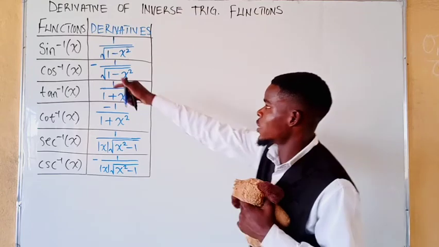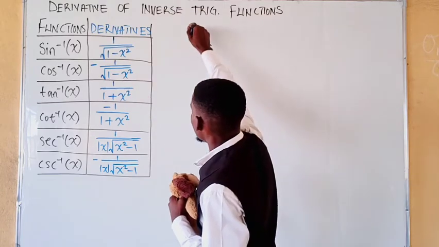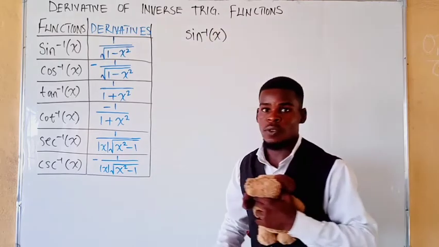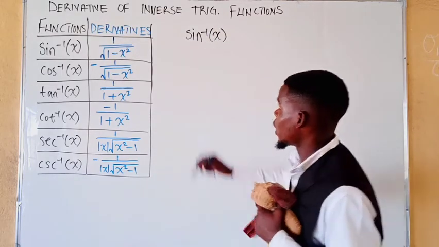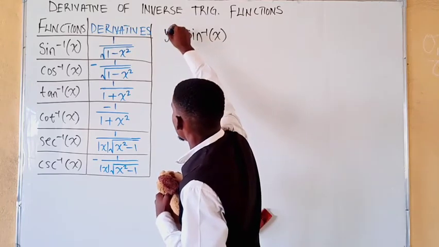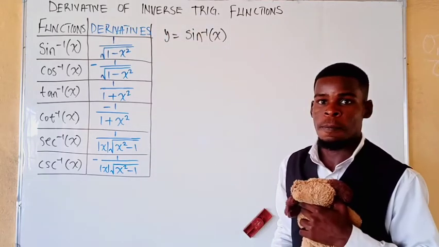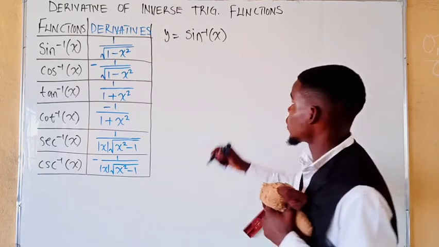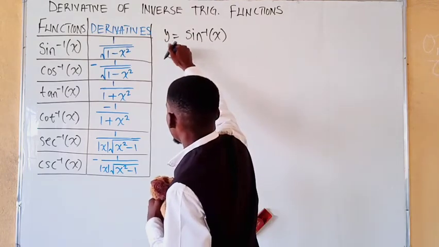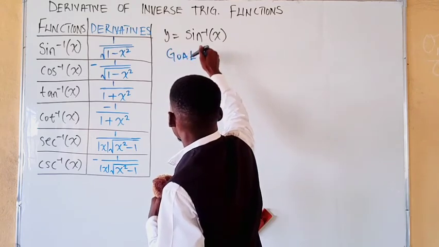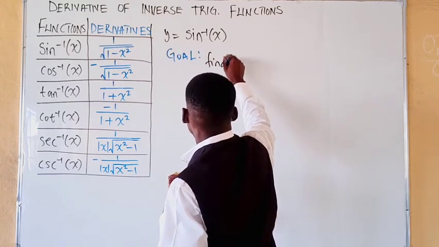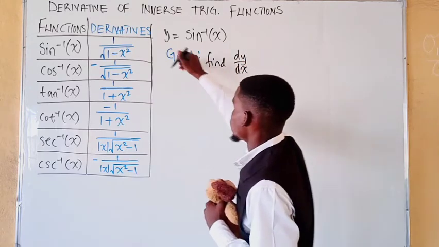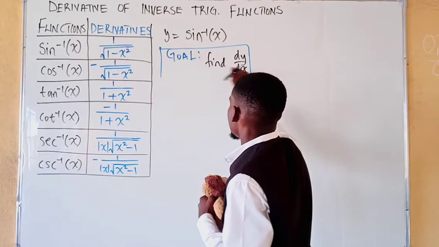If you are given sine inverse of x, first put down sine inverse of x. You want to find the derivative of this. I can call this y: let y be sine inverse of x. Our aim is to find the derivative of y with respect to x, dy/dx. That is our goal.